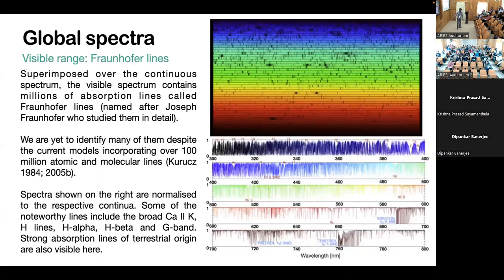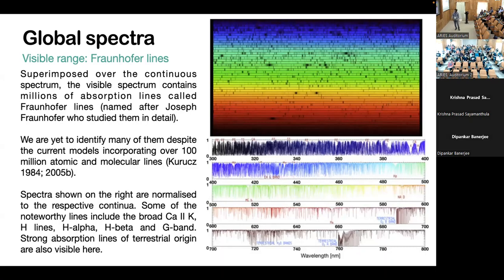While you are moving, wavelength is increasing like this, in this fashion until you reach here. So you are moving from blue color to green to yellow to orange to red, right? Slowly you are moving from bluer colors to redder colors, from shorter wavelengths to longer wavelengths. The same spectra is actually plotted here, but of course it is normalized with respect to the continuum.